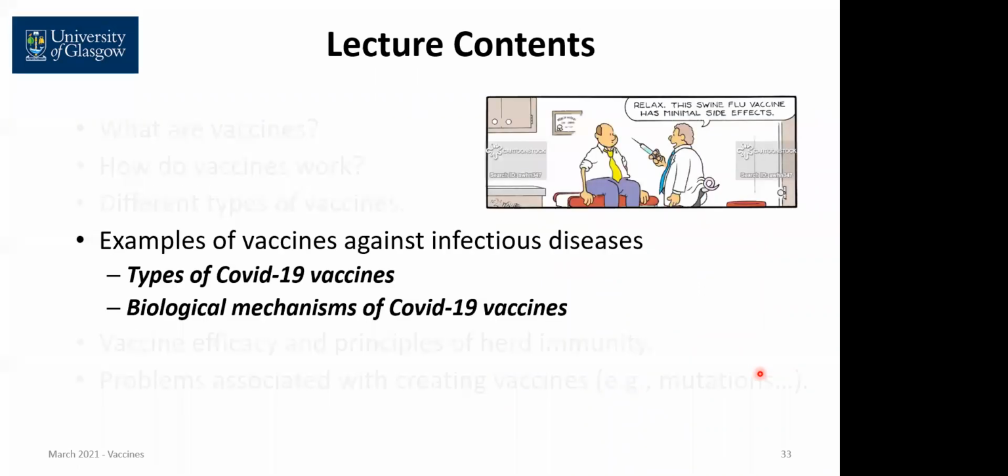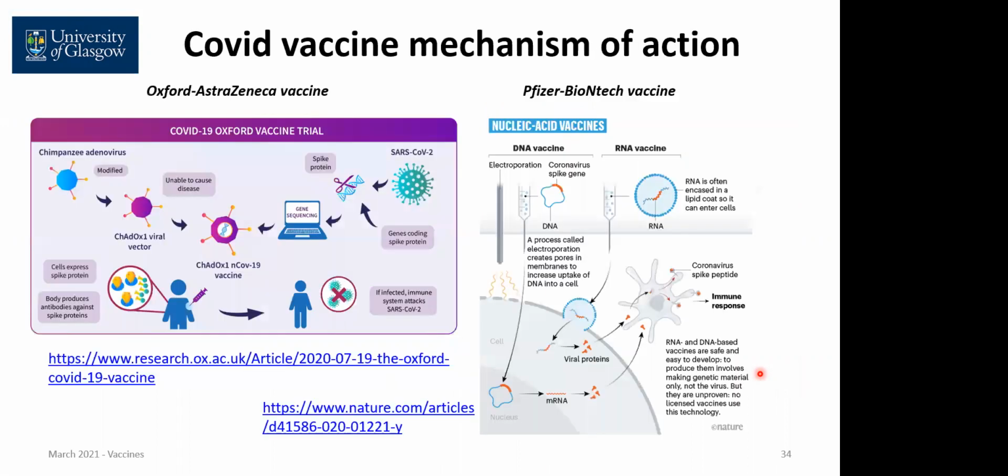So if we move on and talk specifically about the next generation platforms for vaccine formulations, and specifically talk about the COVID vaccines. These are the two types of COVID vaccines that are currently being administered and rolled out within the UK at the moment. On the left-hand side, you have the Oxford AstraZeneca vaccine. On the right-hand side, you have the Pfizer BioNTech vaccine.